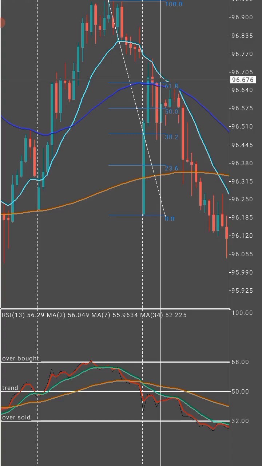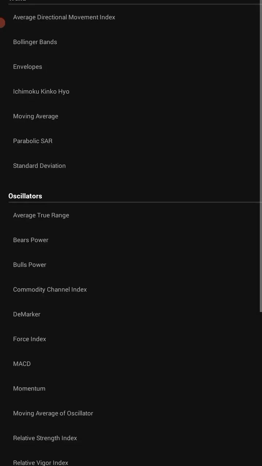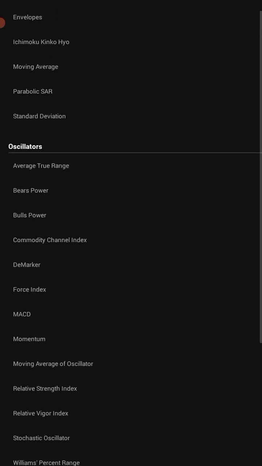Now we can also use our oscillators. Now look at our indicators. I just talked about moving average and the rest. We can use our oscillators, either our relative strength index or our stochastic indicator.